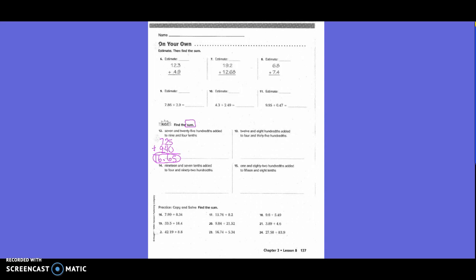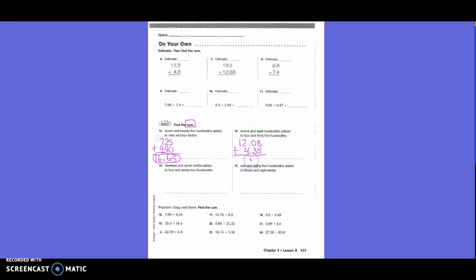Number 13, 12 and 8 hundredths added to 4 and 35 hundredths. So how do I write my first number? 12 decimal 0 8, because it's 8 hundredths and I have to hold my spot, right? I have to go clear to the hundredths. Then added to 4 and 35 hundredths.